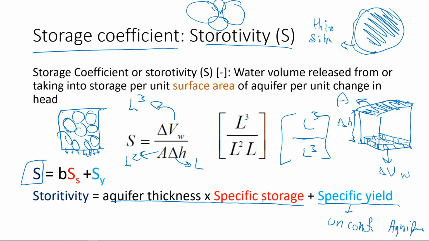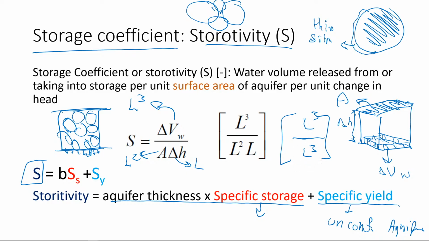What is this one? Specific storage. This is related to how much water is compressed. Remember, I told you the main mechanism by which you release water from a confined aquifer is that the water level will not change. Once you pull water out of this, the water level will not change. What will change would be your piezometric surface. So specific storage has to do with how much water you get out from compression.